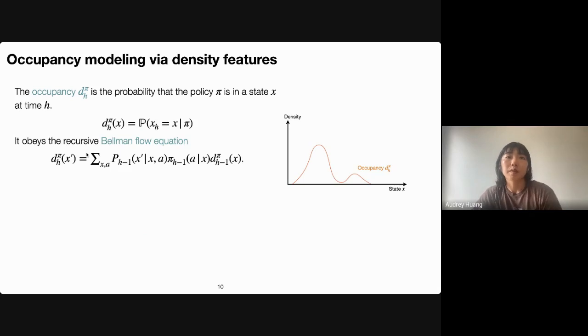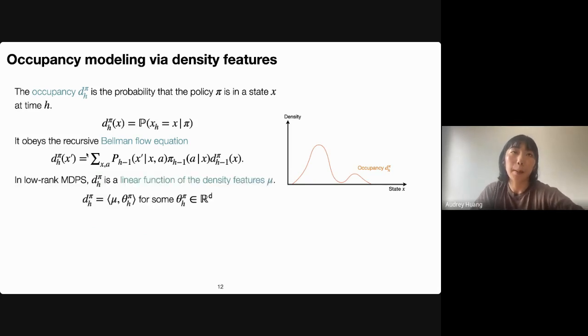The occupancy obeys the recursive Bellman flow equation, meaning that the relationship between occupancies at adjacent time steps has to follow the dynamics of the underlying MDP, and specifically the occupancy at time h is equal to the occupancy at time h-1, pushed through the probabilistic policy and transition operators. For short, we'll frequently denote the Bellman flow operator by this bold P_{h-1}^pi.